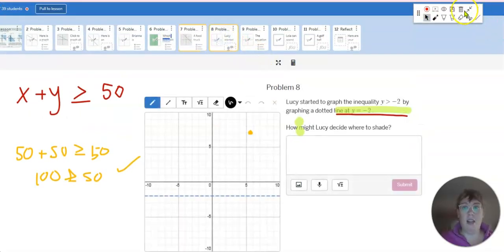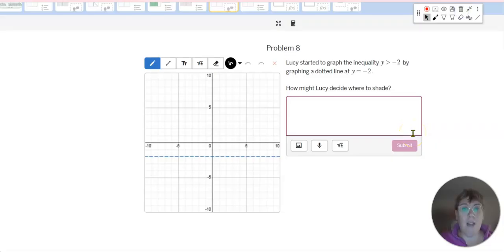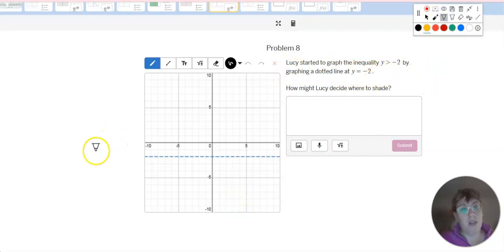Next slide. Problem 8. Lucy started to graph the inequality y is greater than -2, and she started by graphing that dotted line at y equals -2. So this is the line y equals -2. We see -2 as our y-intercept, and our slope is 0. How might Lucy decide where to shade?